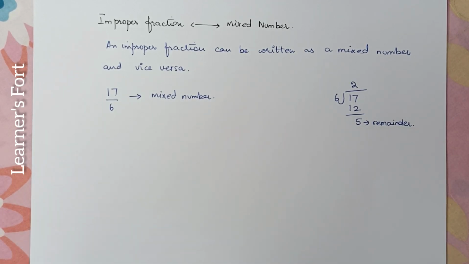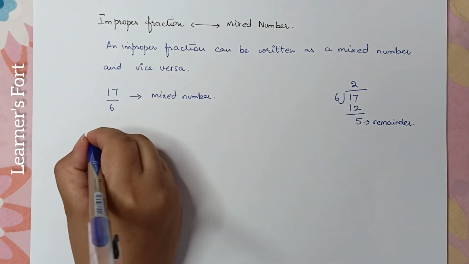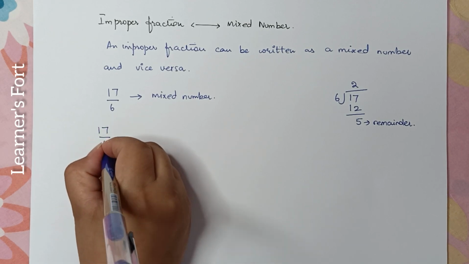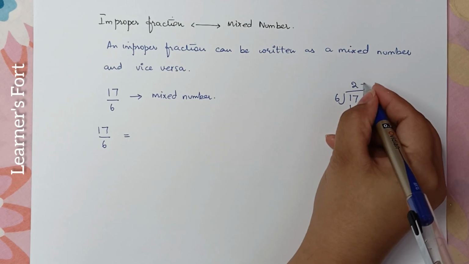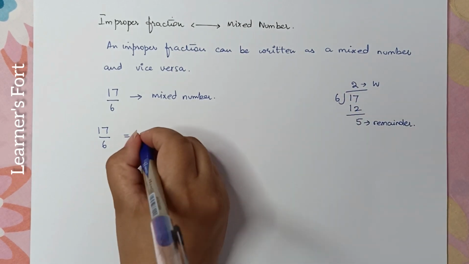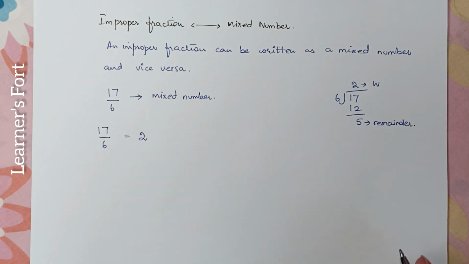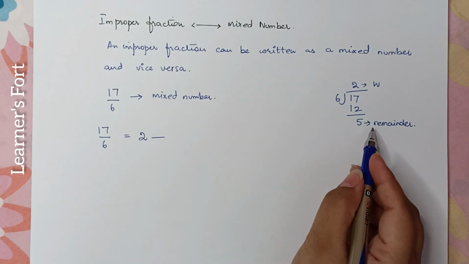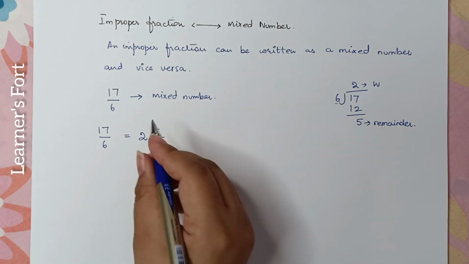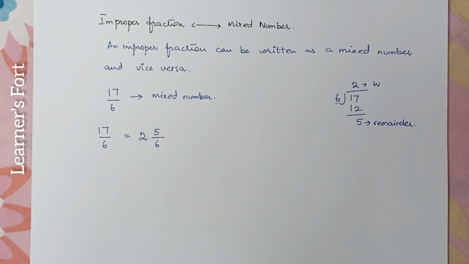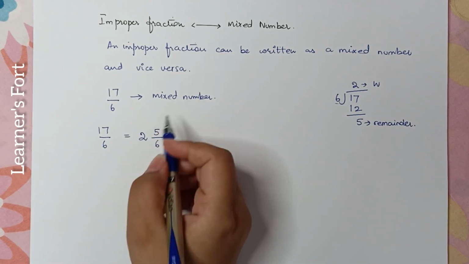Okay. So how is a mixed number written? Now a mixed number is written like this. We have 17 upon 6, which is also written as 2. It is a whole number, right? The number 2 will be written as the whole. We're going to write the remainder as the numerator of the fraction and the denominator as the denominator of the fraction, right? So this is how it is written in the form of a mixed number.